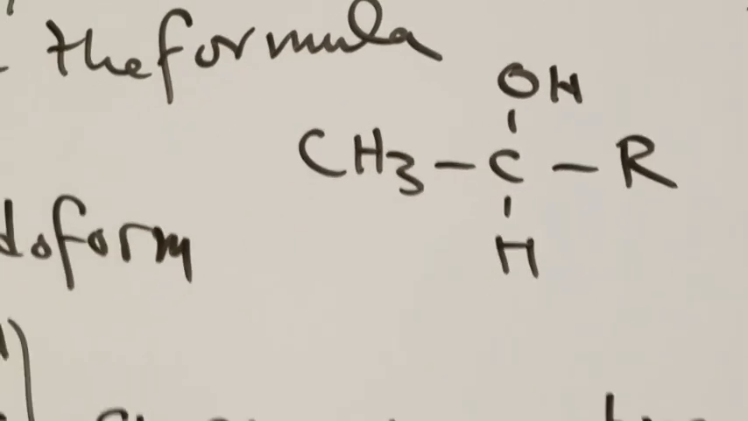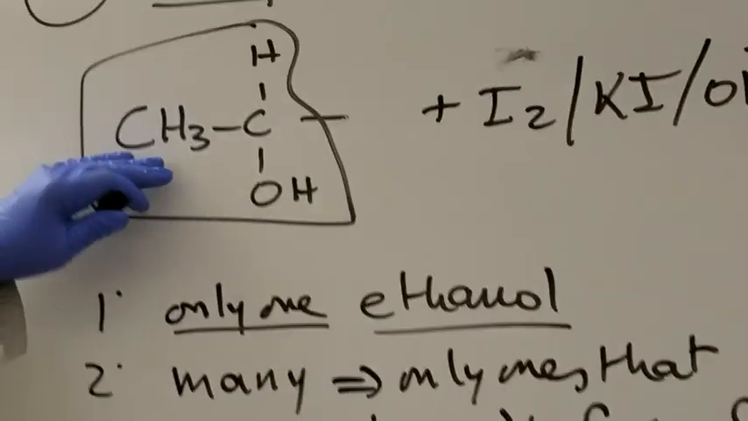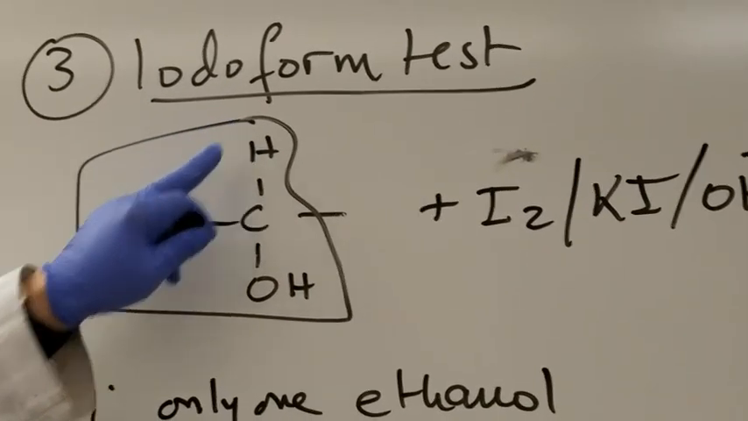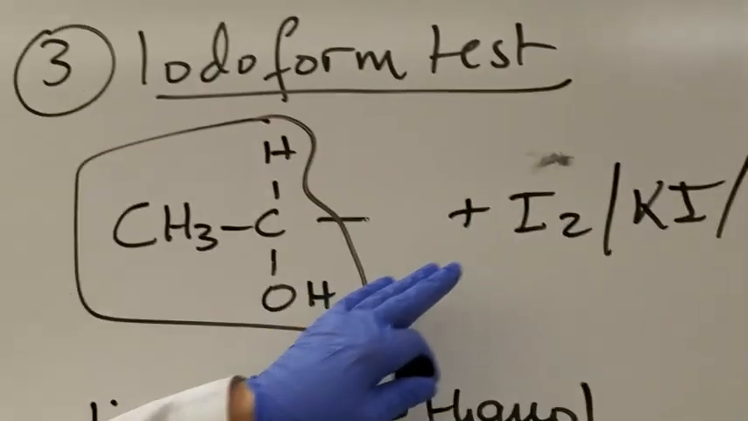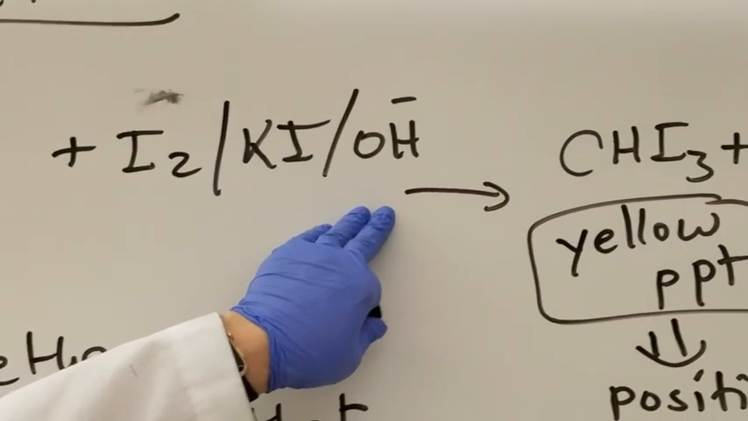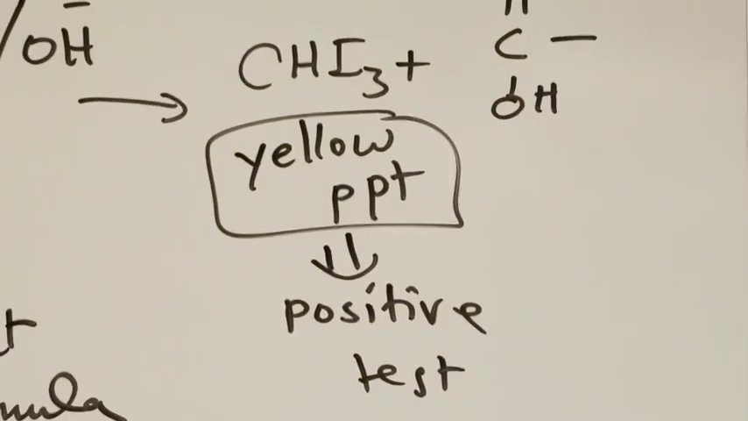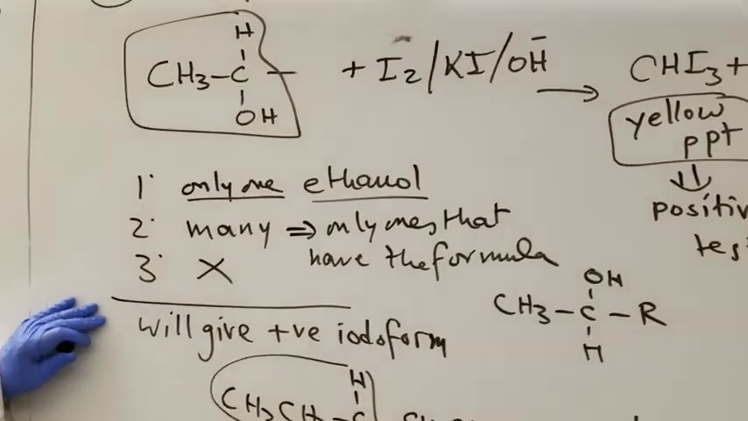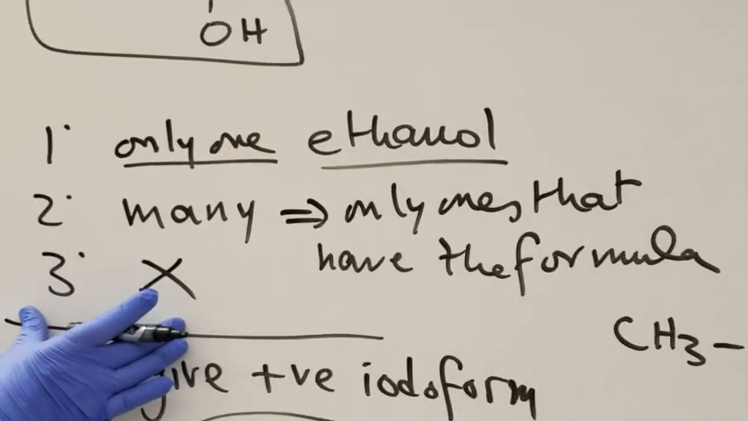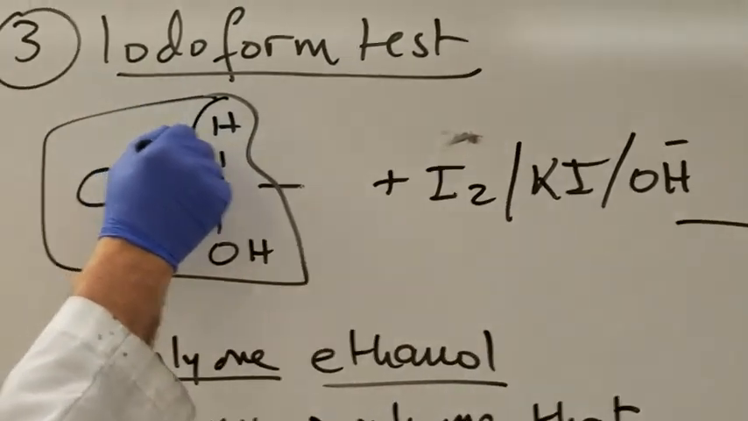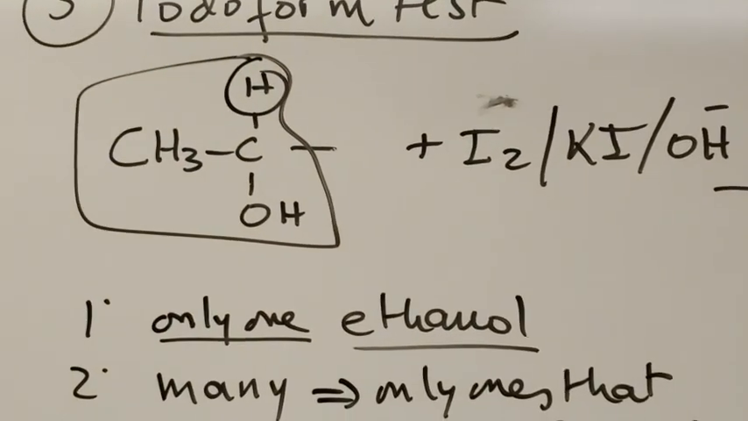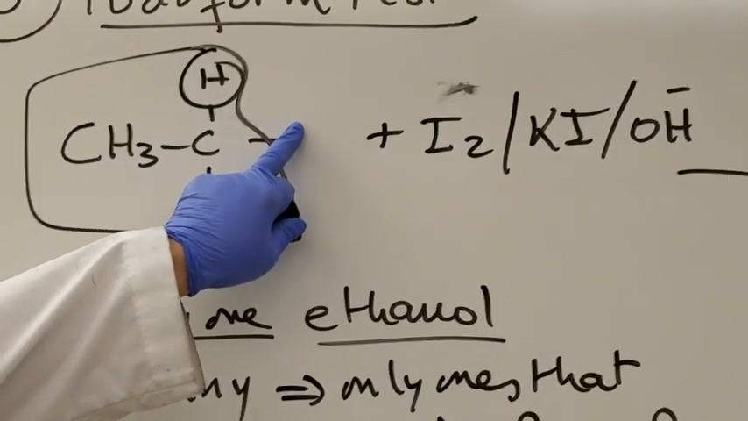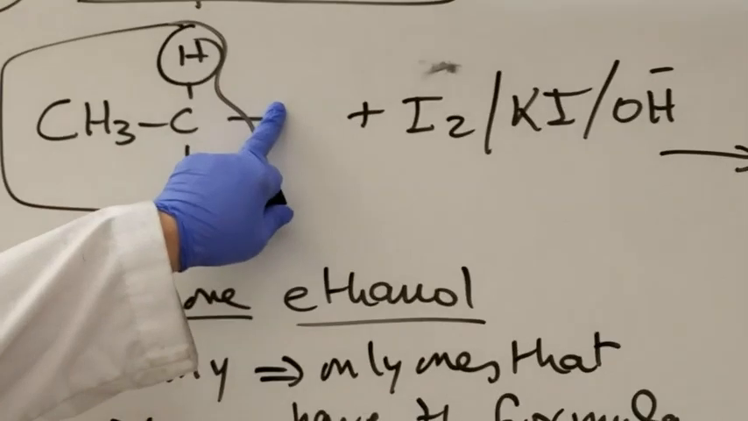So let's go over it again. For the reaction, we need to have a CH3 attached to a carbon that carries the hydrogen and OH. This one we will treat with iodine, KI, and OH minus to give you CHI3 and the corresponding carboxylic acid. We have primary, secondary, and tertiary alcohol. Tertiary alcohols will never give you a positive iodoform. Why? Because tertiary alcohols do not have a hydrogen attached directly to the carbon. Primary alcohols, there is only one, and this is the one that has a hydrogen here, so it's ethanol.